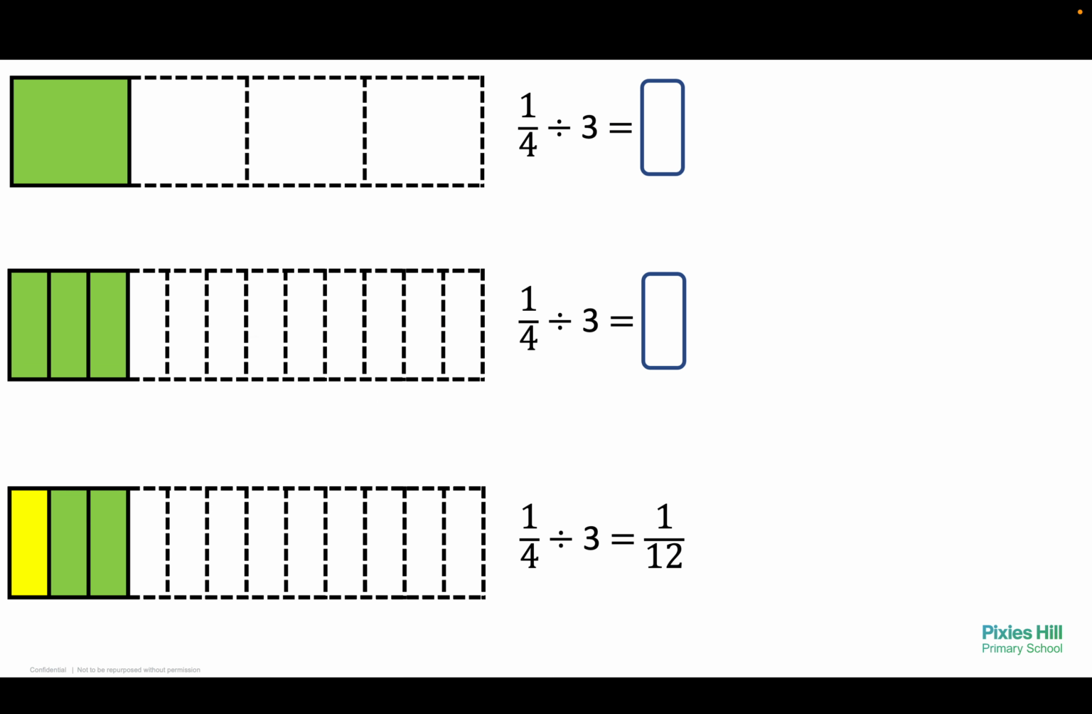Here again you can see another example. 1/4 divided by 3. We are splitting each quarter into 3 pieces. This would give us 12 pieces. And if you were to have one of those pieces, it would be 1/12.